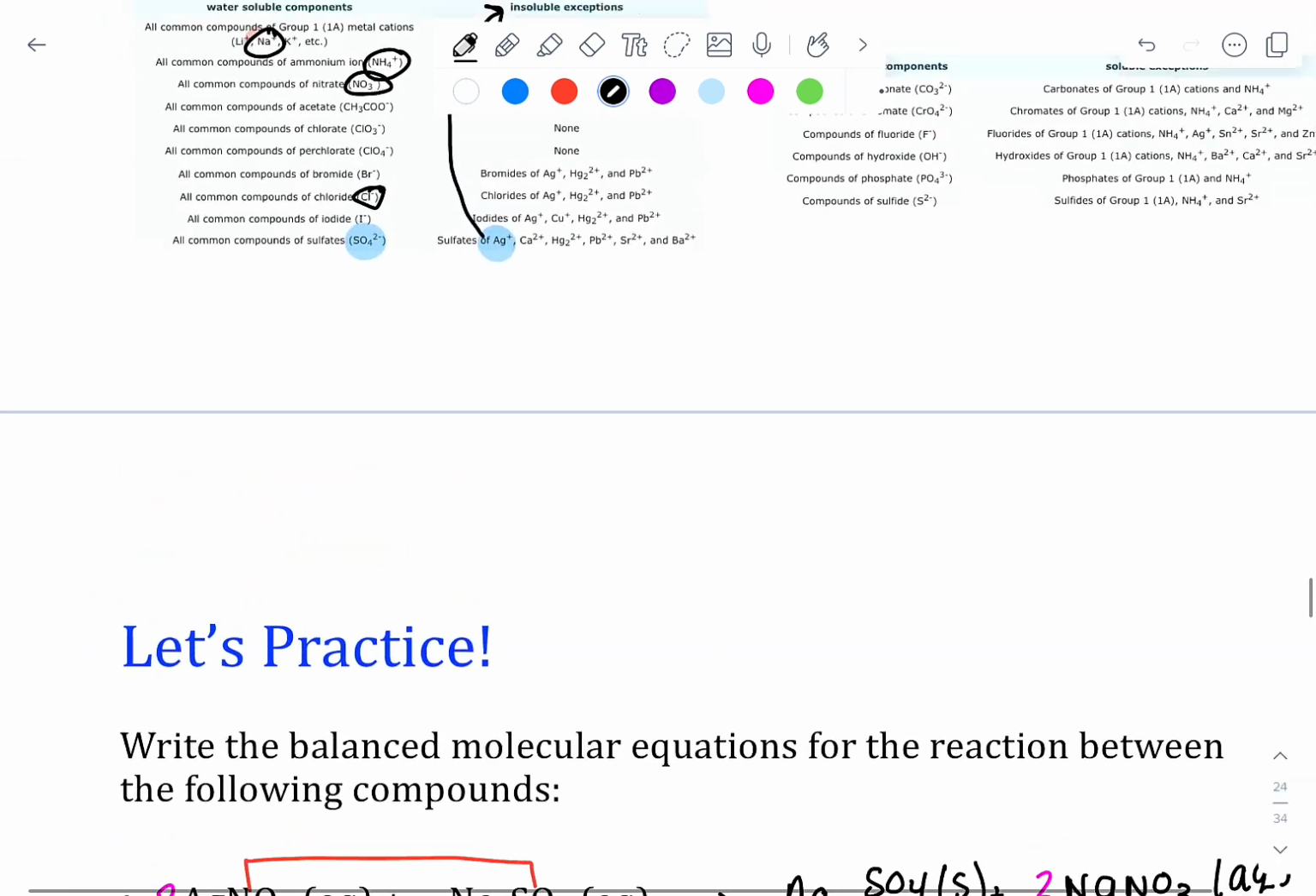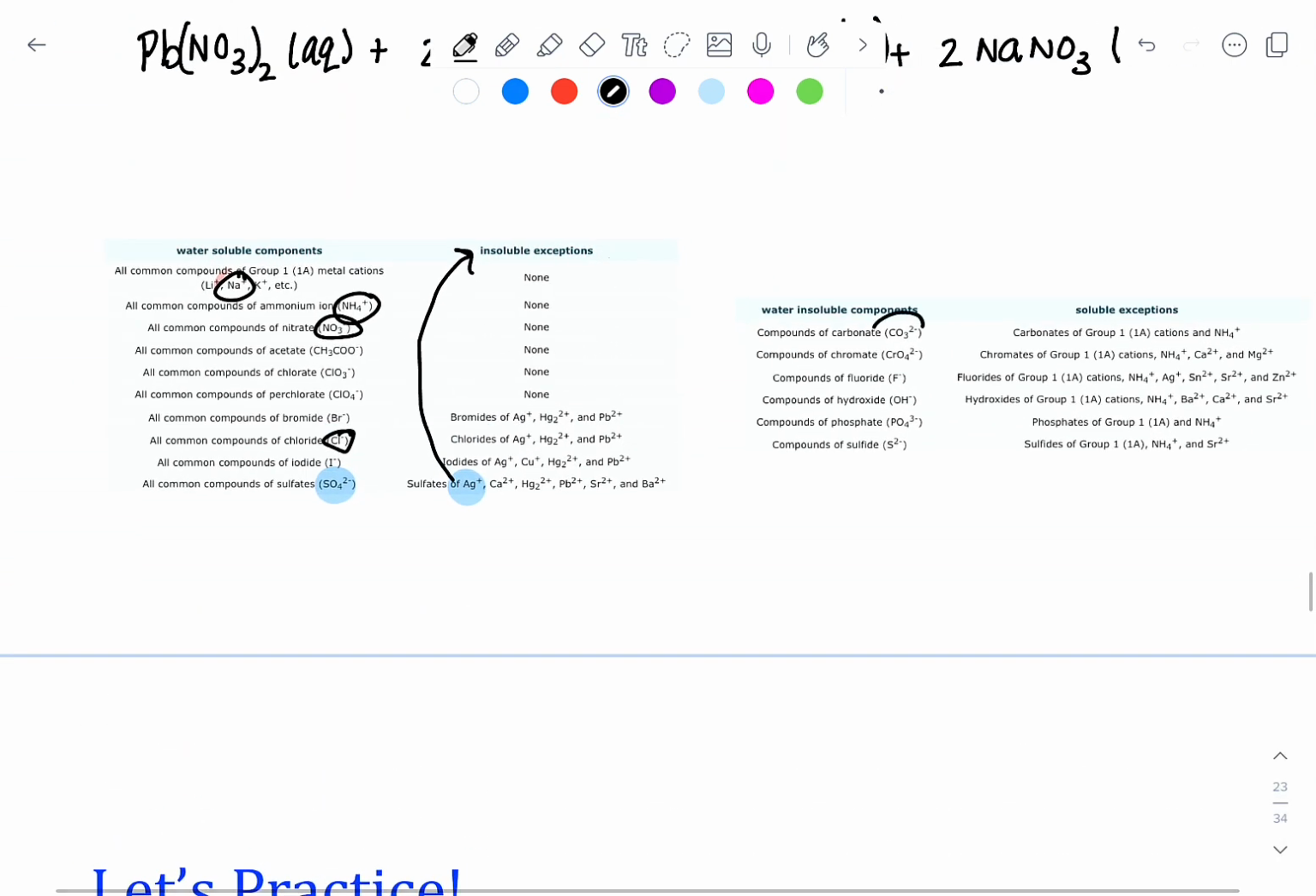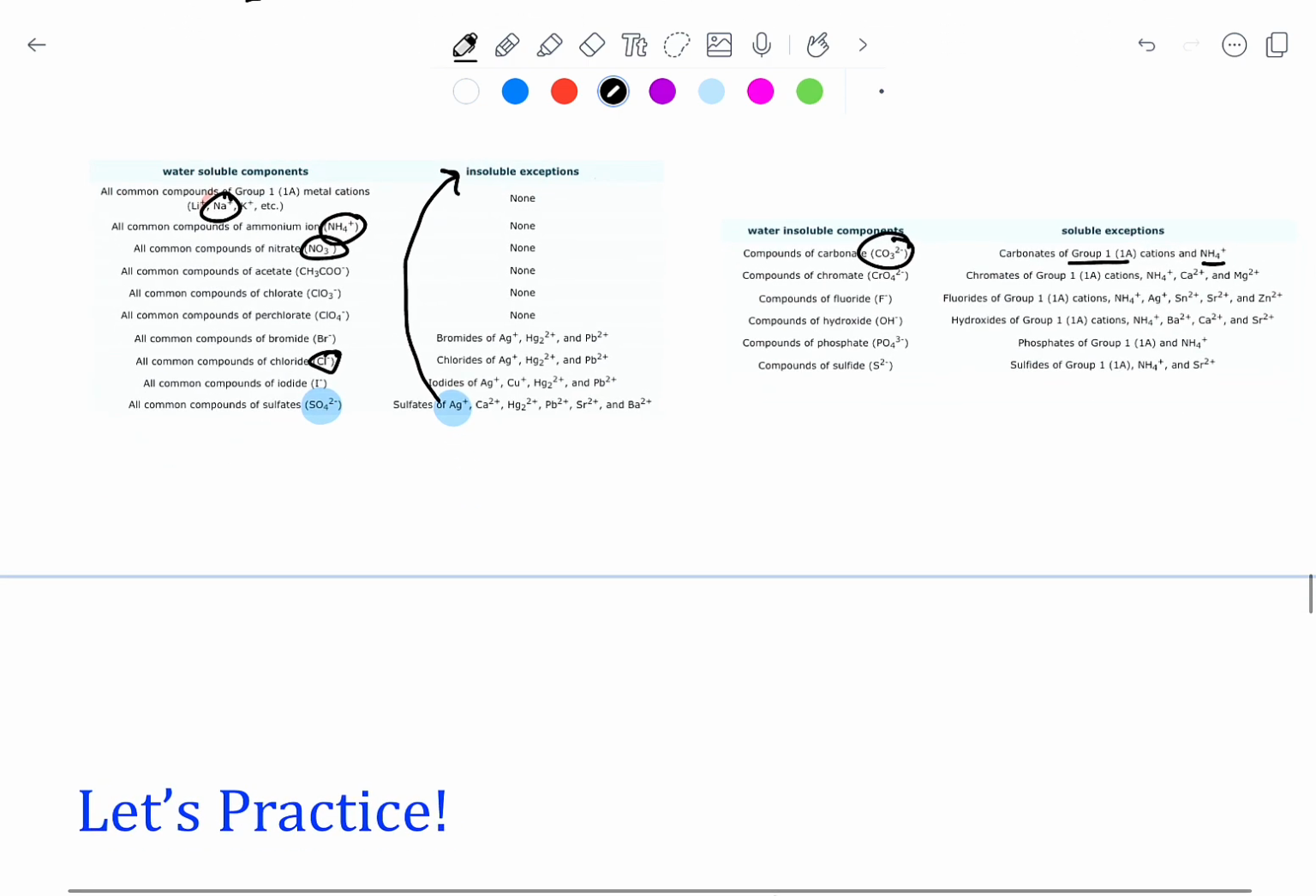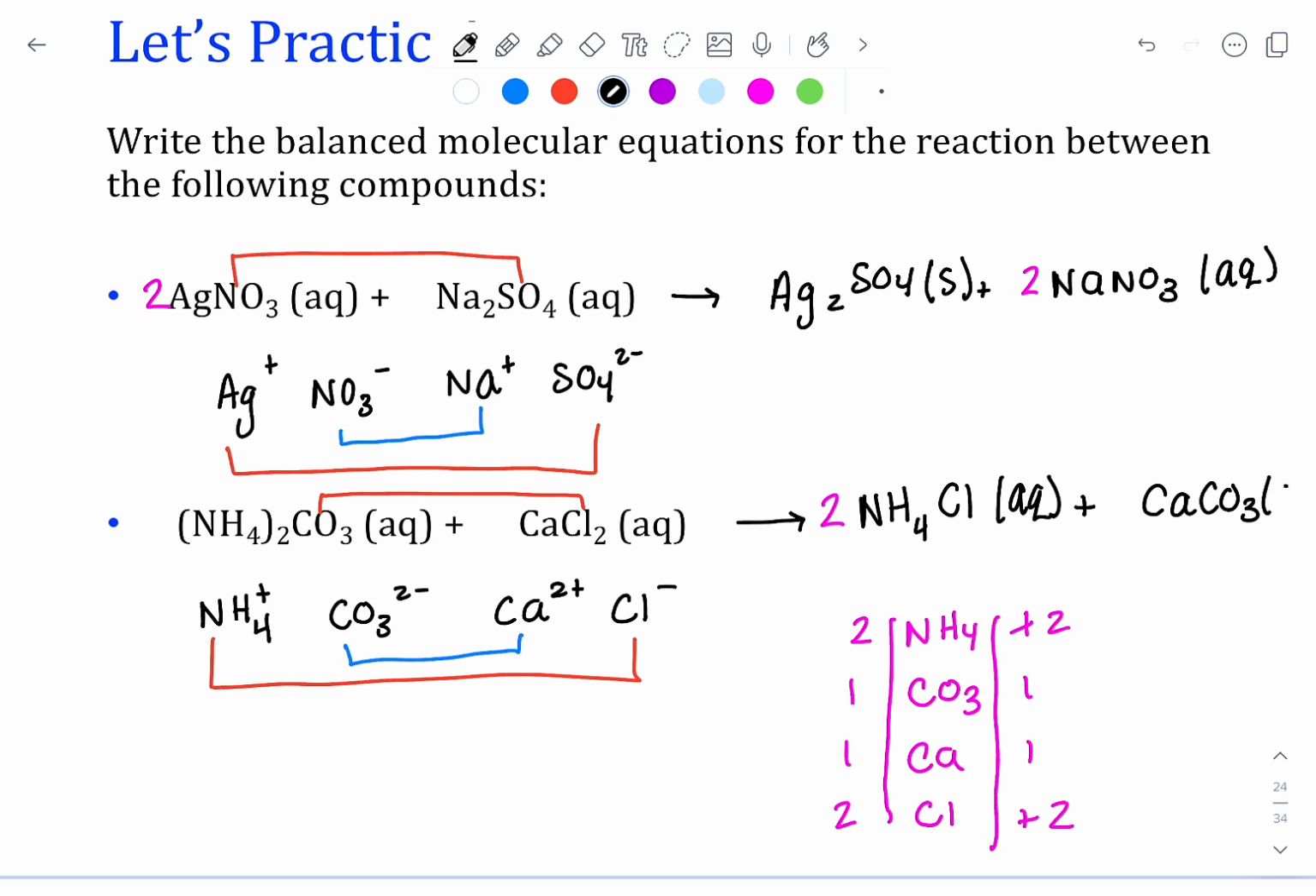Then we have CaCO3. Let's see, carbonate is over here. Carbonate is typically insoluble in water. The only exceptions are group 1 and NH4. Well, calcium is not in group 1, it's in group 2, and it's no longer paired with NH4, so that would make this water insoluble. So that would get the solid notation for its state. So by mixing those two solutions of ammonium carbonate and calcium chloride, we would get a precipitate that forms, and that precipitate would be calcium carbonate.